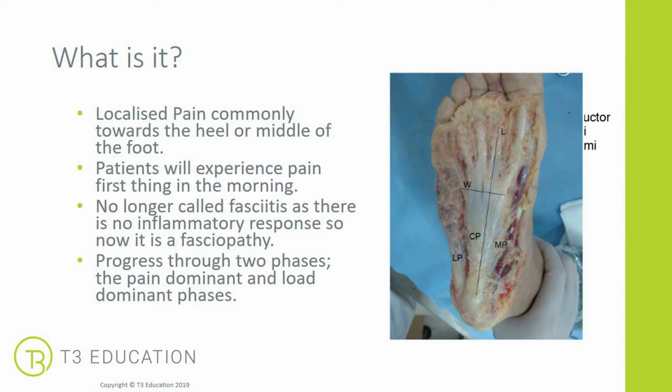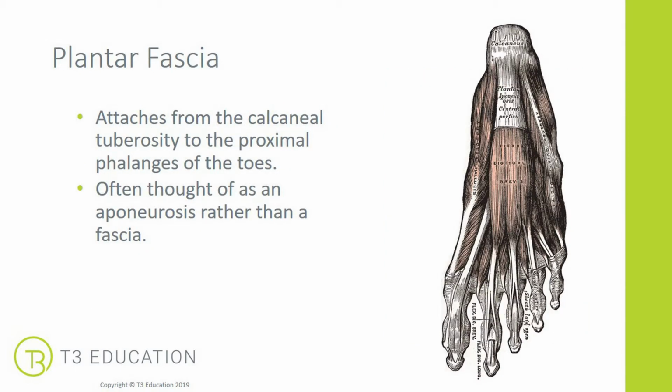And plantar fasciopathy progresses through two phases. The first phase is the pain dominant, and the second phase is the load dominant phase. So just to recap on the anatomy of the plantar fascia, it attaches from the calcaneal tuberosity, so towards the calcaneus, to the proximal phalanges of the toes on the underneath, the plantar side of the foot. And it's often thought of as an aponeurosis now rather than fascia.